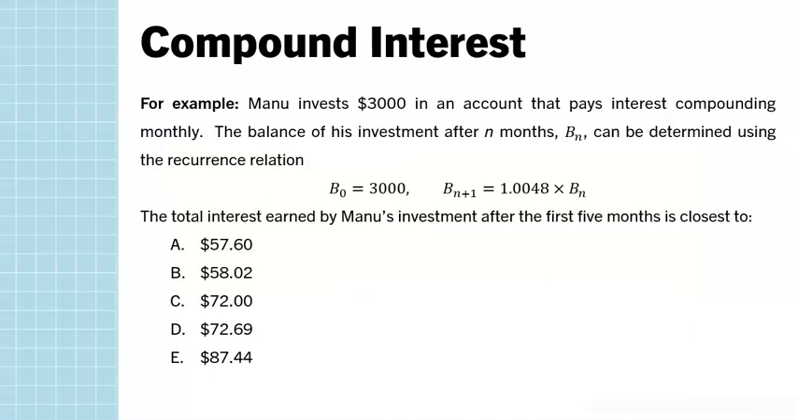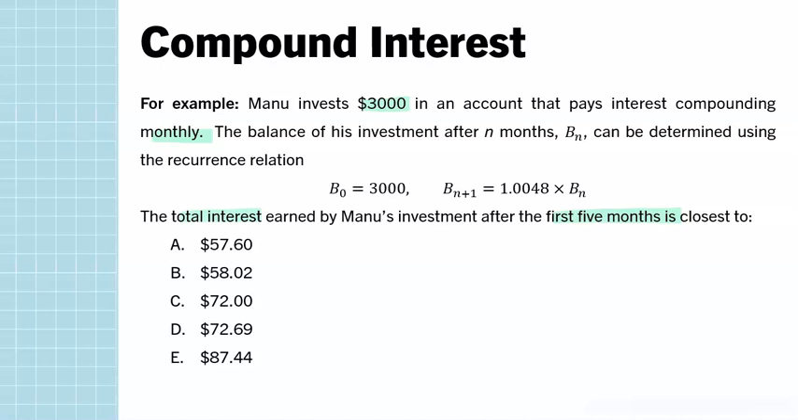Moving now to some exam question examples of compound interest. We firstly have Manu investing $3,000 in an account that pays interest compounding monthly. The balance of his investment after n months, Bn, can be determined using the recurrence relation B0 equals 3,000, Bn plus 1 equals 1.0048 times Bn. The total interest earned by Manu's investment after the first 5 months is closest to.